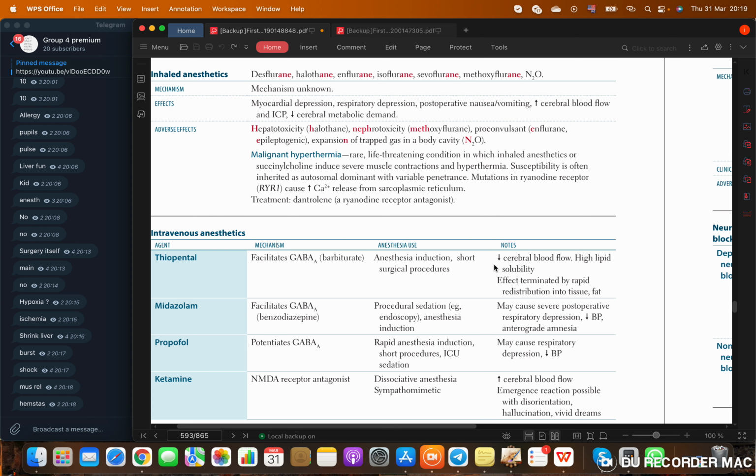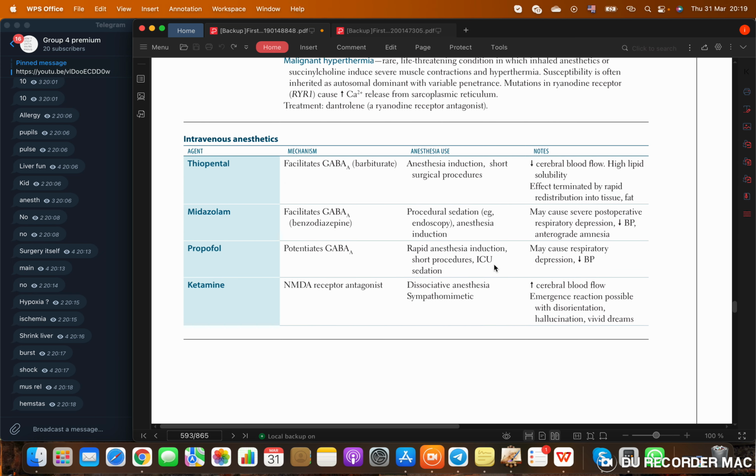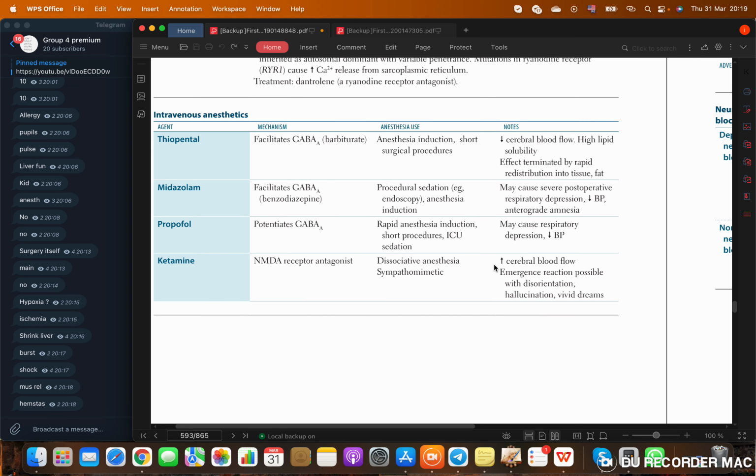The contraction of the muscles is so strong, it starts to break down the muscles. The breaking down of the muscles is going to release myoglobin. So in malignant hyperthermia, the severe contraction of the muscles might lead to rhabdomyolysis and kidney injury as well. So please be careful. The next thing is intravenous anesthetics, like thiopental.